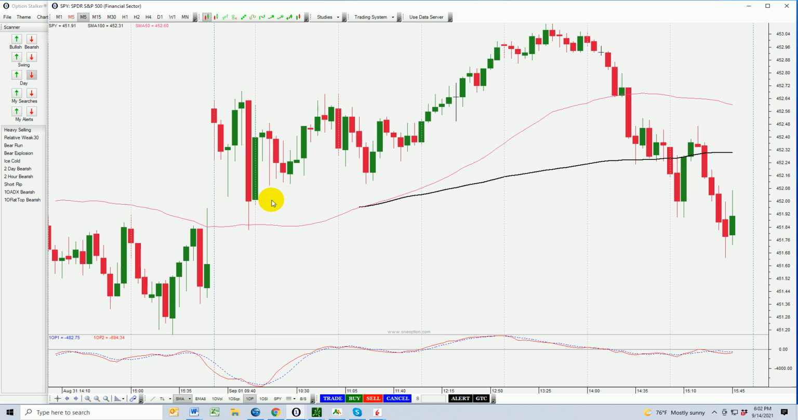So be super, super patient. When there's nothing there, there's nothing there. Don't force it. Wait for those higher probability setups like this. Like this is a really nice one.